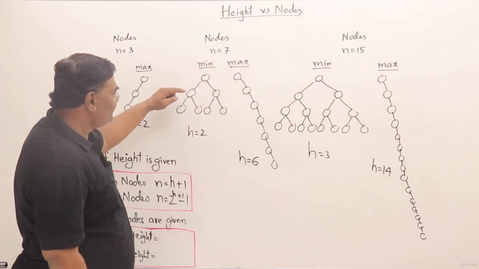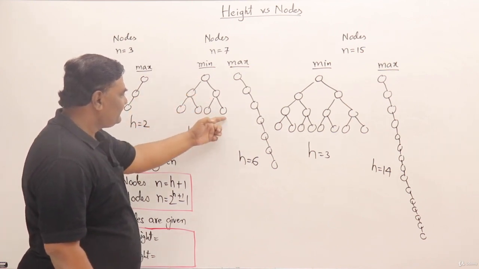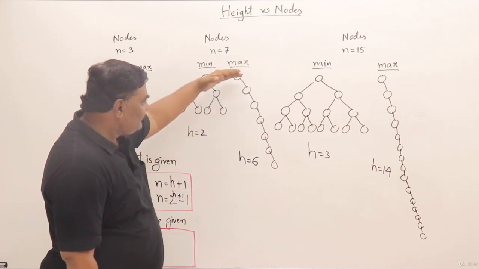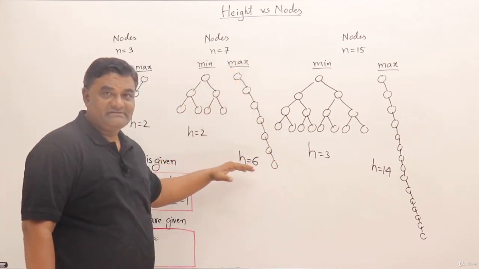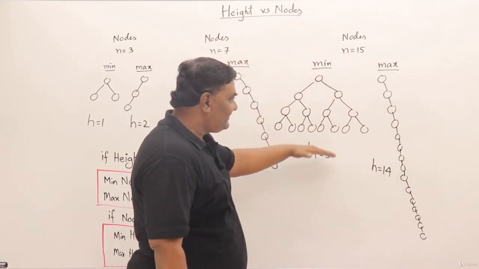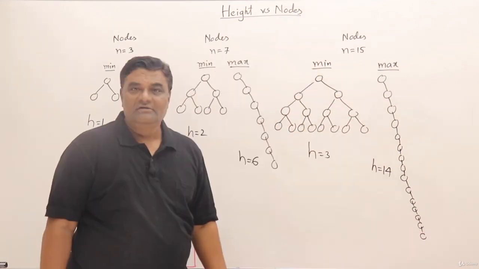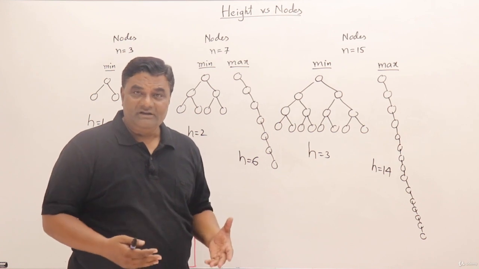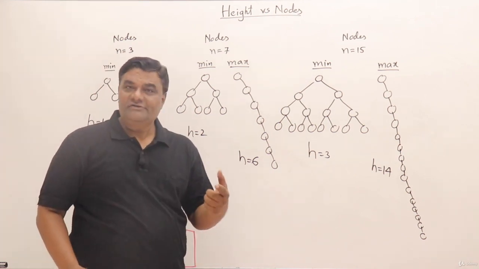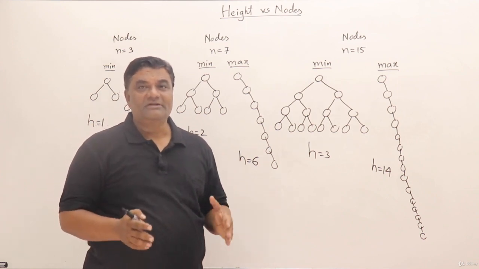For 7 nodes, 1, 2, 3, 4, 5, 6, 7, the minimum height is 2, that is 0, 1, 2. And for these 7 nodes, the maximum height is 6. Then for 15 nodes, the minimum height is 3 and the maximum height is 14. Now we want the formula for minimum and maximum. First of all, we will find the formula for maximum.